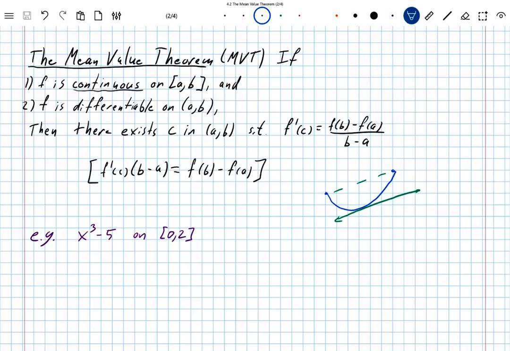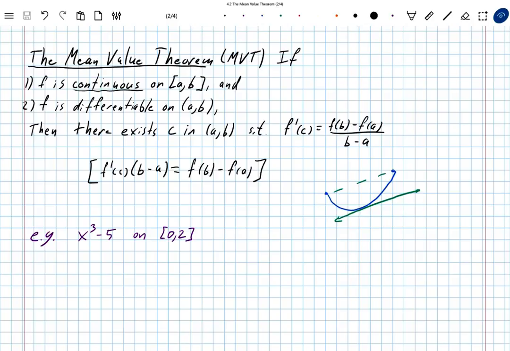Okay, let's get to the main event, the mean value theorem. It is quite a lot like Rolle's theorem. In fact, it has some of the same premises. So I have a function. It needs to be continuous on a closed interval, and it needs to be differentiable on the open interval. But we don't need to worry about the endpoints being the same anymore.